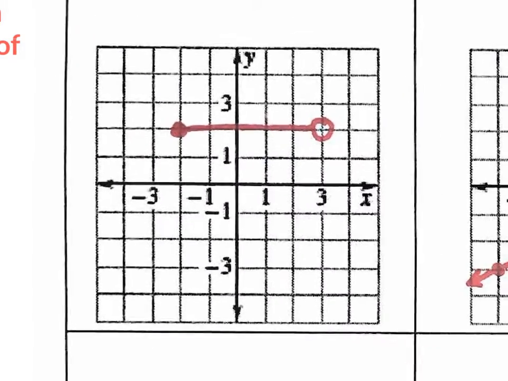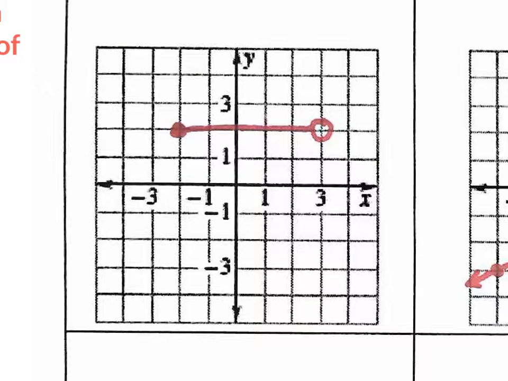Oh, that's interesting. Sometimes we have a totally flat line. What would the equation be right there? What's the slope? 0. The b value is 2. So that means your equation will be y equals 2. Why? Because it's a totally flat line crossing the y-axis at the value of 2.